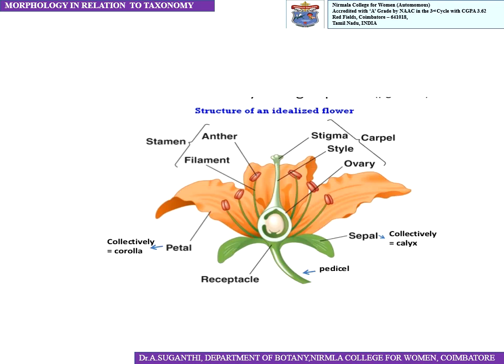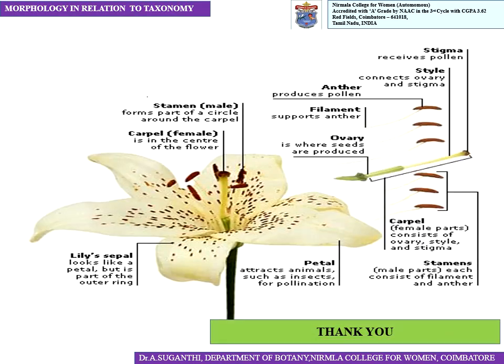This picture shows the structure of an ideal flower. A flower has a pedicel and receptacle. Collectively, petals are called corolla, and collectively, sepals are called calyx. Anthers and filaments are called stamens; stigma, style and ovary are called carpels. Example: lily flower. Sepal looks like a petal, but it is a part of the outer ring.